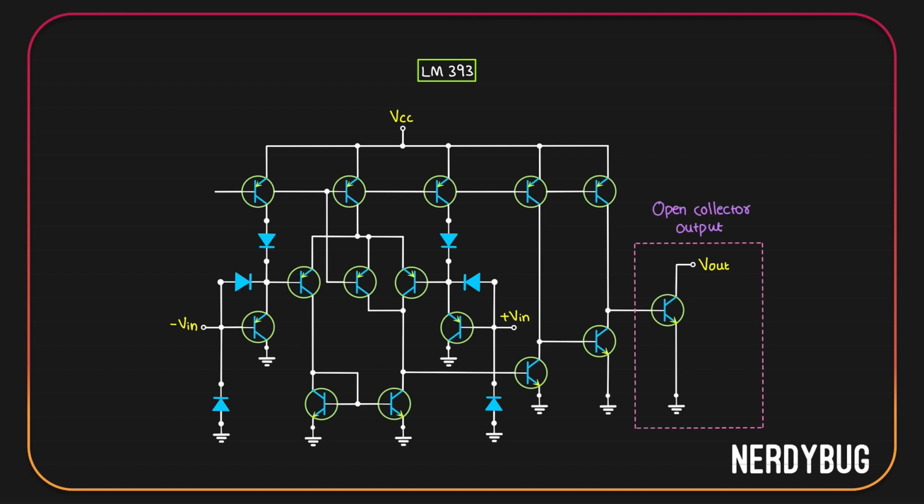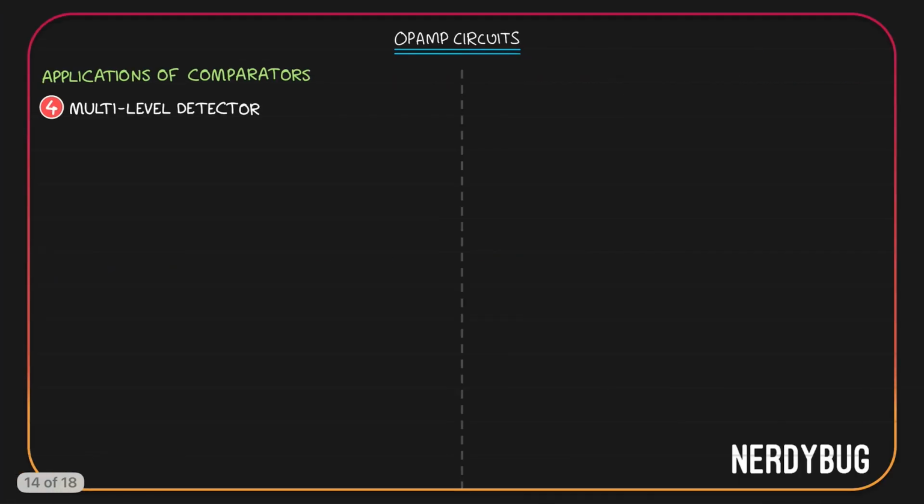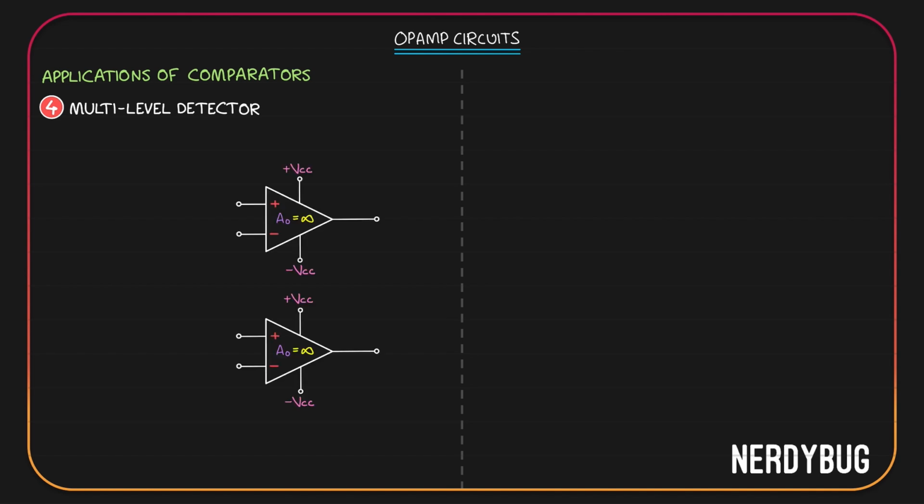Open collector output is especially useful when you have to short final outputs. Let us now build a multi-level detector, which is a circuit that will tell you whether the signal is between different levels. For that, again, we need two op-amps. For both of them, input will be given at the non-inverting terminals.